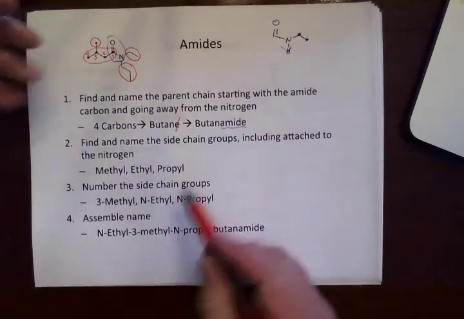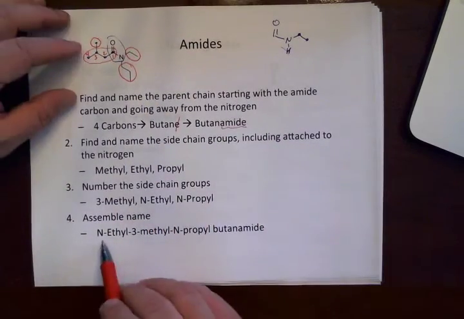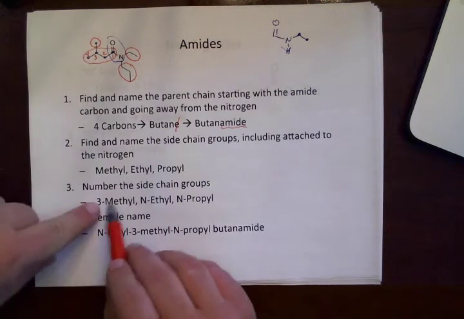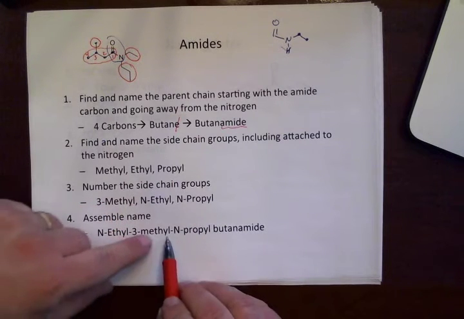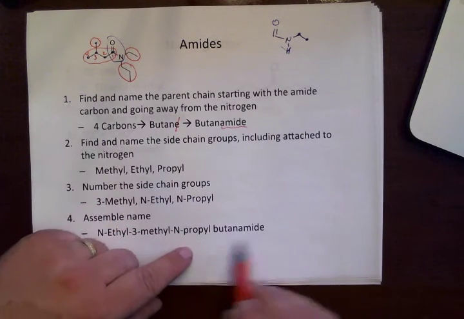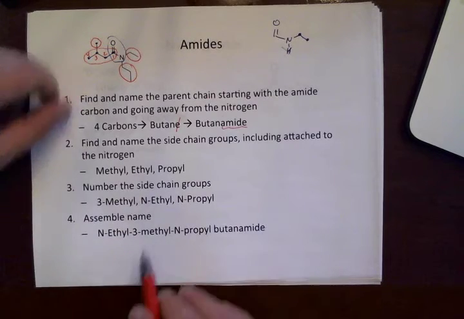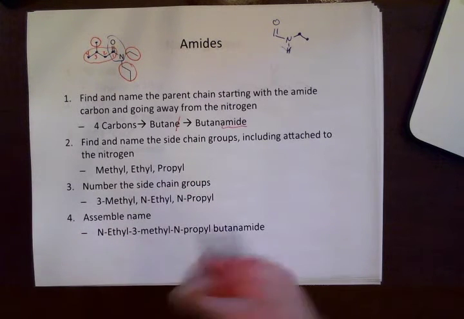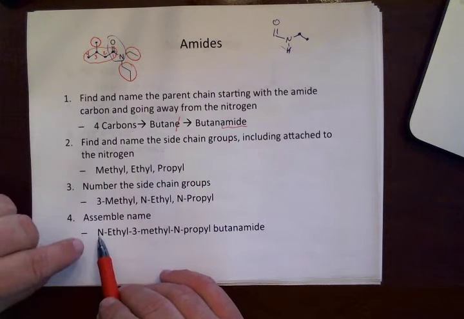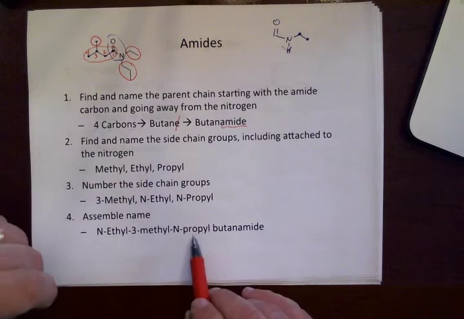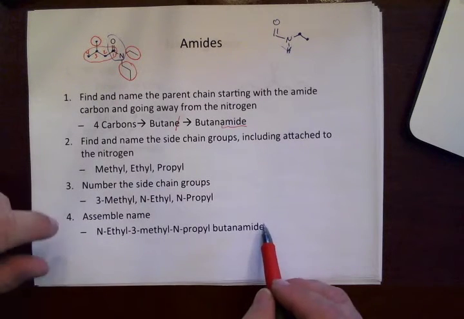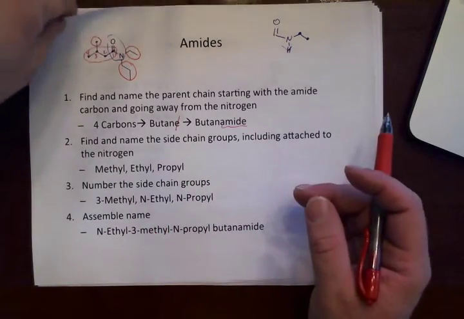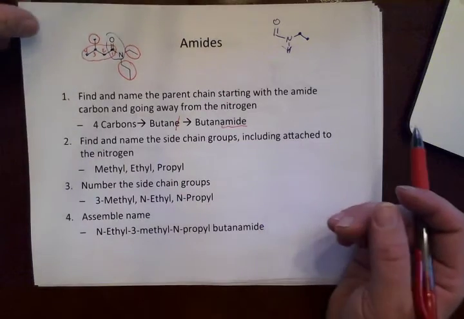When we assemble it, these work just like any other number. So ethyl comes first, so N-ethyl, and then methyl comes next because it's next alphabetically, so 3-methyl, N-propyl butanamide or butamide, either one. If this was methyl-methyl, actually I think the N comes first, although I don't really care which way you do it. So it would be like N,3-dimethyl N-propyl butanamide. The N's are just like numbers, so don't treat them any differently.